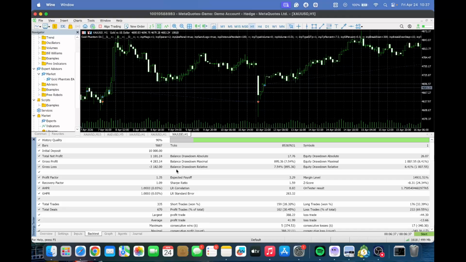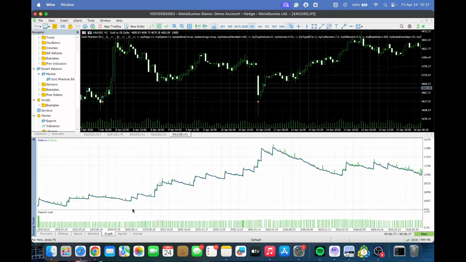Profit factor came in at 1.35. Max equity drawdown was at 8.4%. And we had about 335 trades in total. Win rate is around only 30%. But still, even with that win rate, we have this nice equity curve.